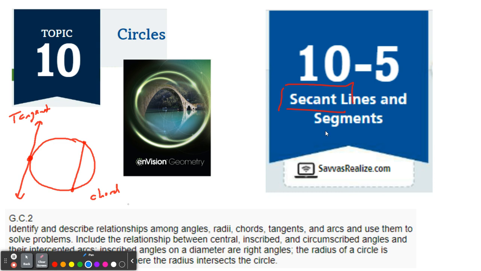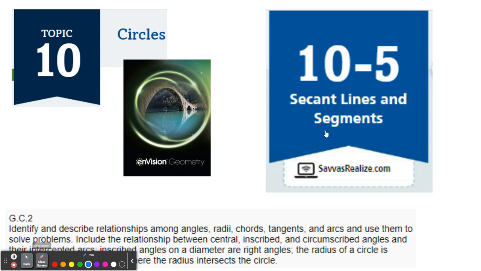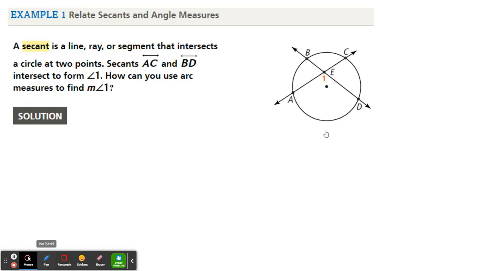Now, if we were to extend this chord beyond the circle, we would get what's called a secant. So this is our new term today, secant. You're going to see that we have the opportunity for a lot more intersection happening outside of the circle because we're going to go beyond the circle. All right, so let's take a look at our first slide today.